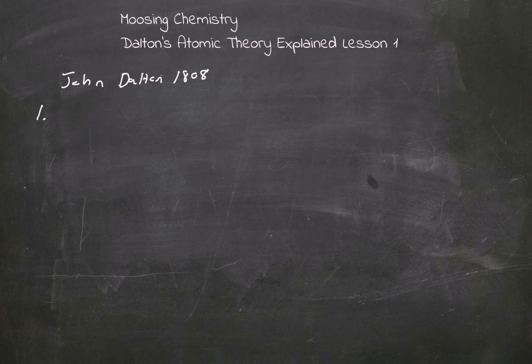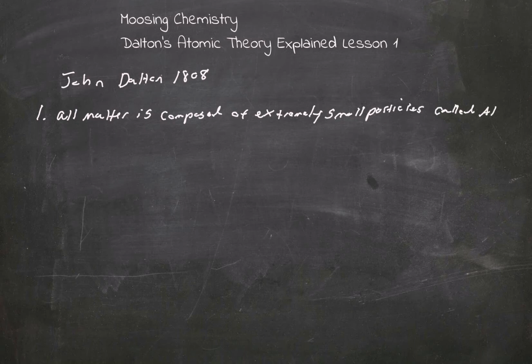So, first thing Dalton says is that all matter is composed, which is a fancy word for made up of, extremely small particles called atoms. Now, you have to remember that in 1808 they did have microscopes, but these microscopes couldn't see atoms. So he said that all matter is composed of extremely small particles, in other words, particles that you can't see with your eyes, called atoms.